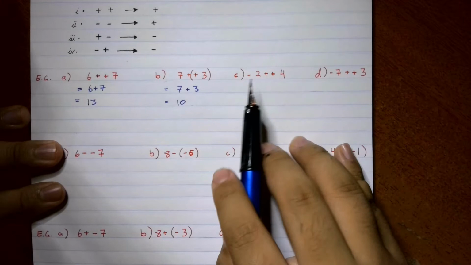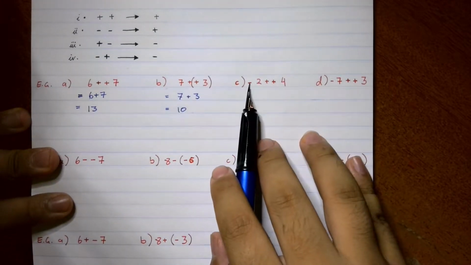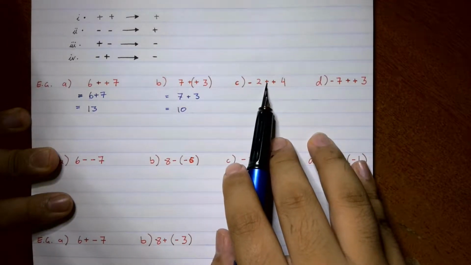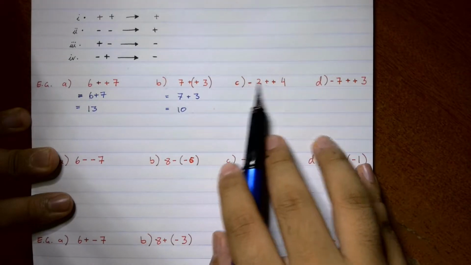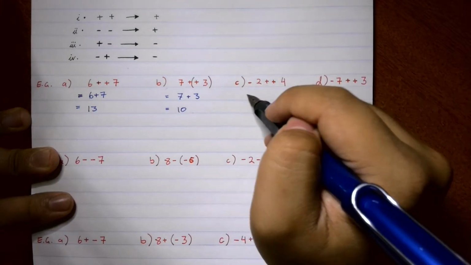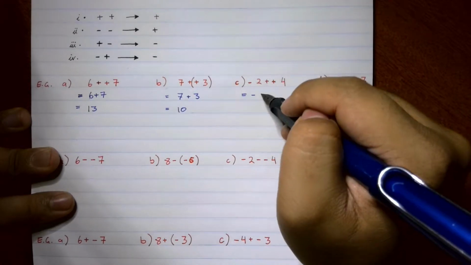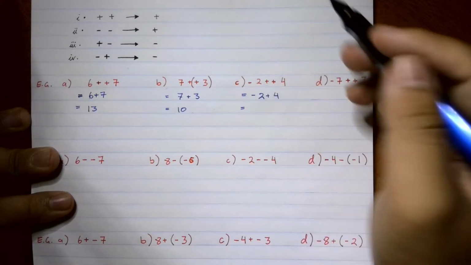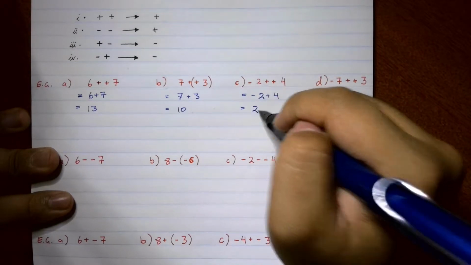Continuing along. So here's where the first bit of confusion happens. A lot of students that I see tend to think that this negative is neighboring this plus. No, this minus sign and this positive sign or plus is not neighboring. These 2 here are neighboring. So, just rewriting the question, it's going to be negative 2 plus 4.